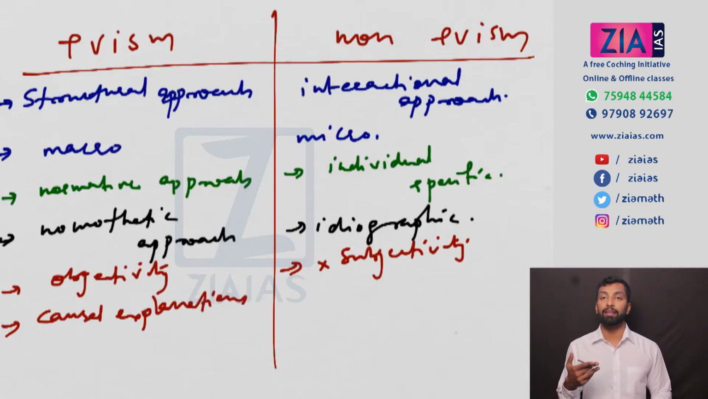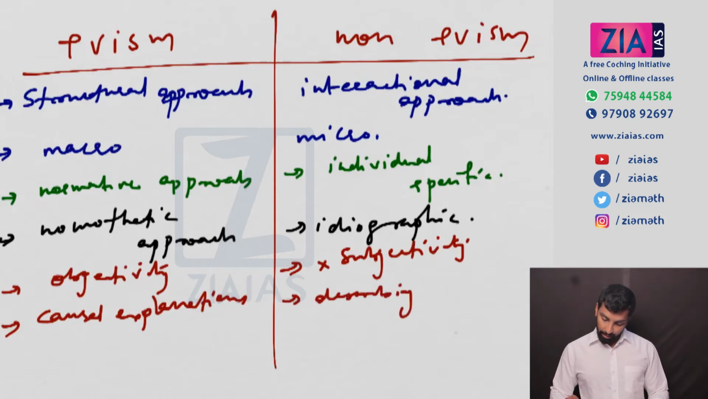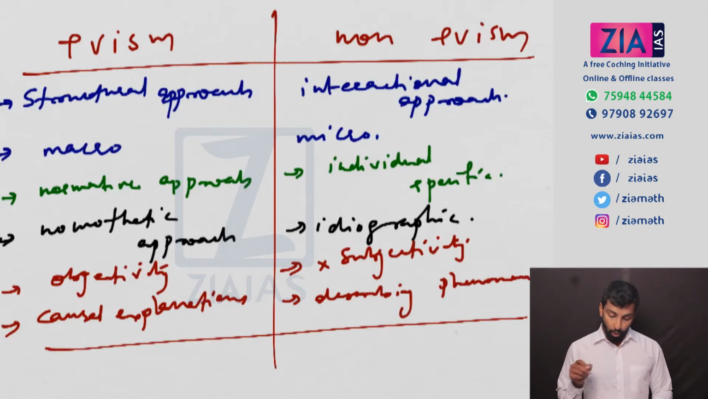Generalization of causal explanation is theory, right? Now here, describing the phenomena. Okay, describing the phenomena. So these are the differences that you can highlight. Now let's move on to phenomenology.